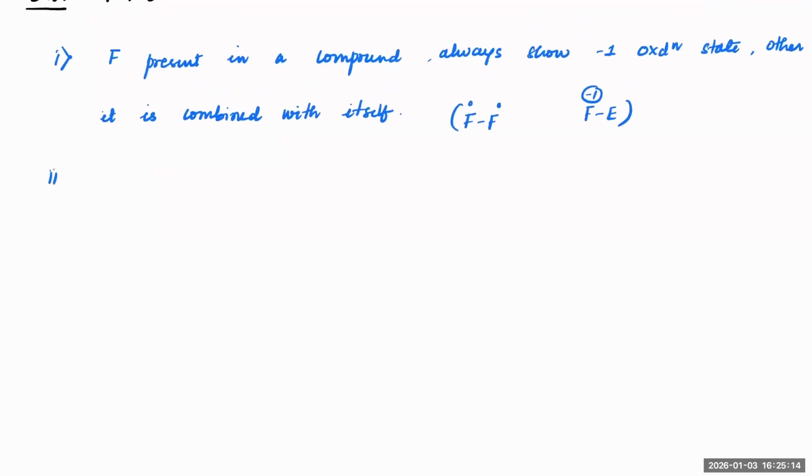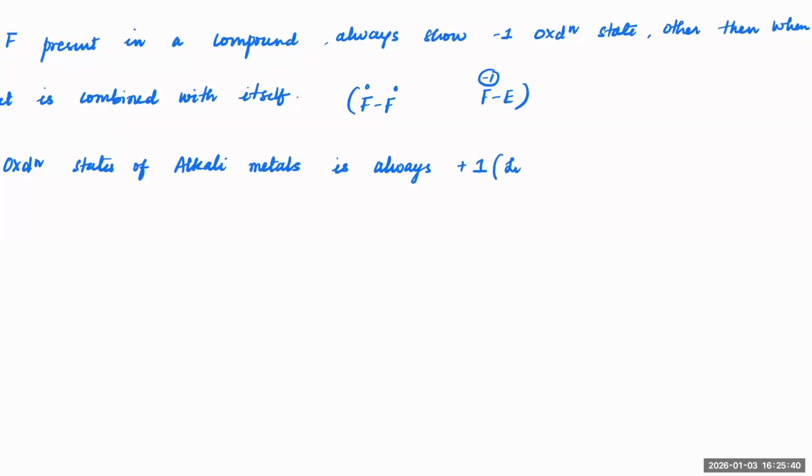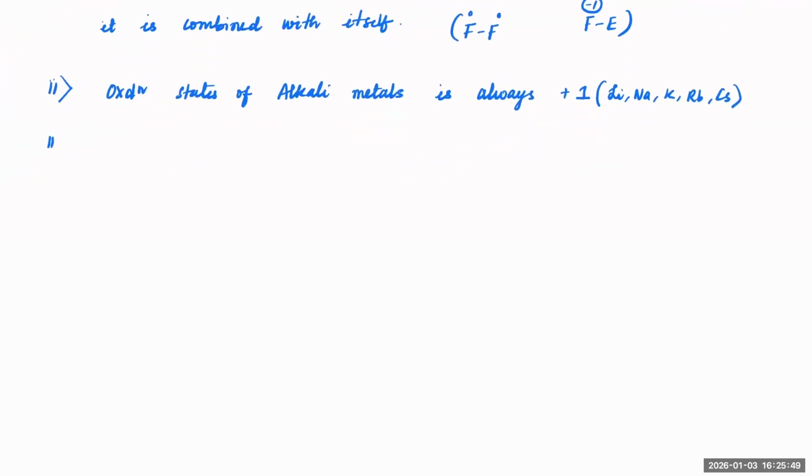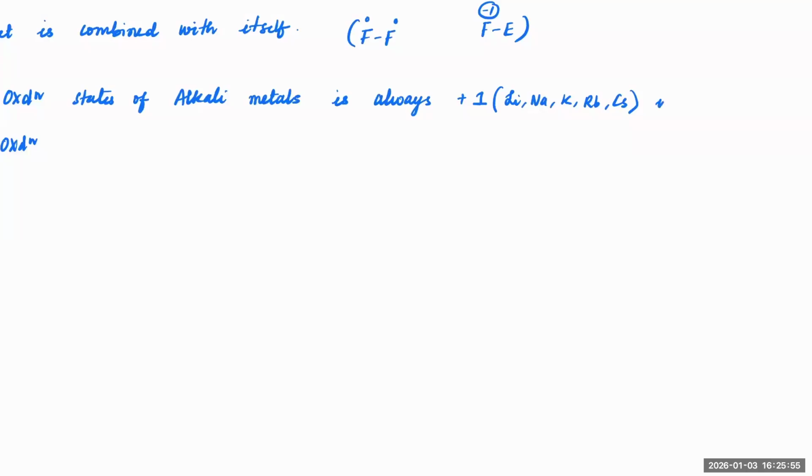Second point: the oxidation number or oxidation state of alkali metals is always +1. Whether it is lithium, sodium, potassium, rubidium, or cesium, it is always going to show +1. Got it? Sorry, I forgot to mention, in a compound.